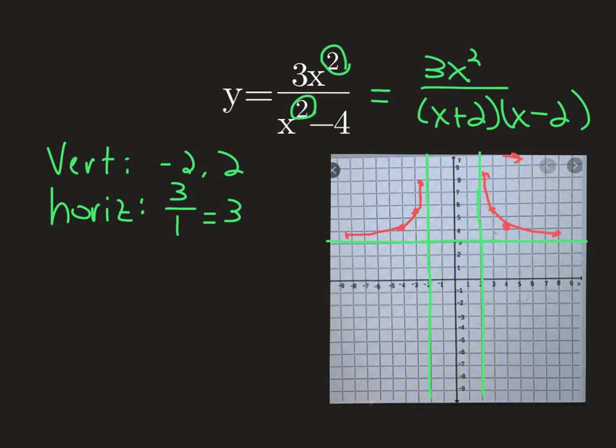If I find 0, 0, 0 is a point, -1, -1 is a point, and 1, -1 is a point, which tells me in here it's doing this, because it's got to get closer to the asymptotes there also. And there's your graph. Again, make sure you show your asymptotes.